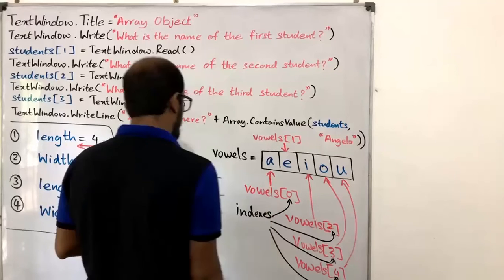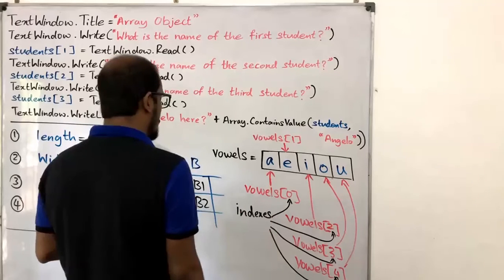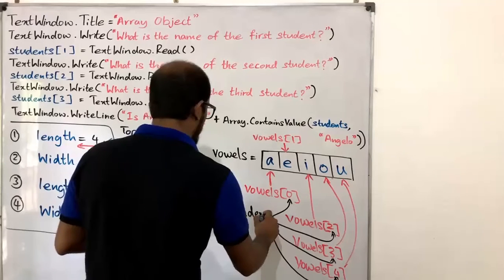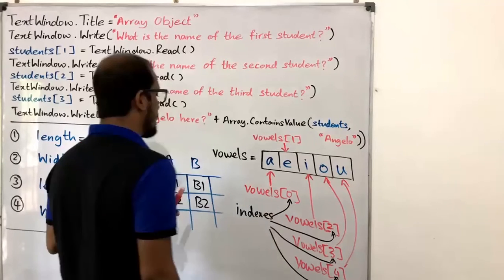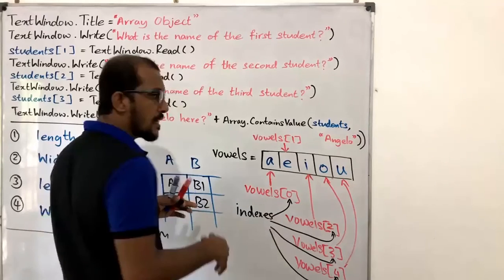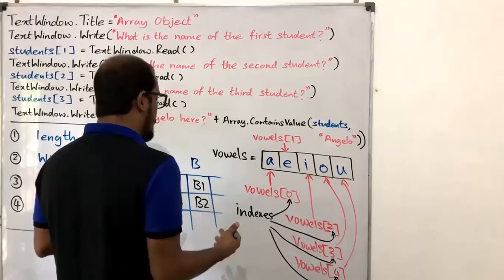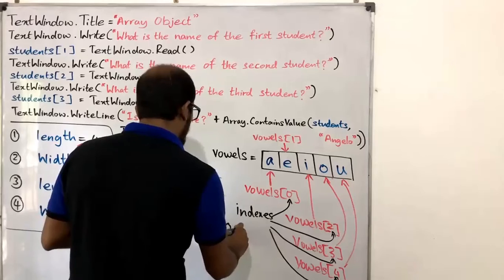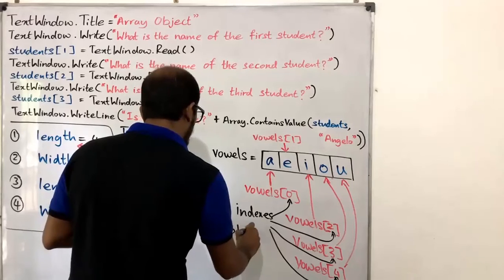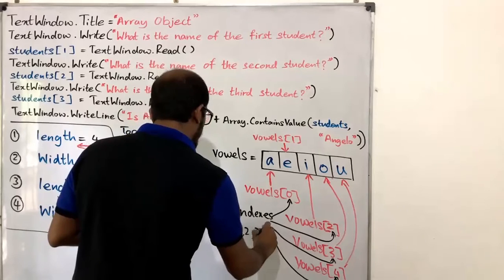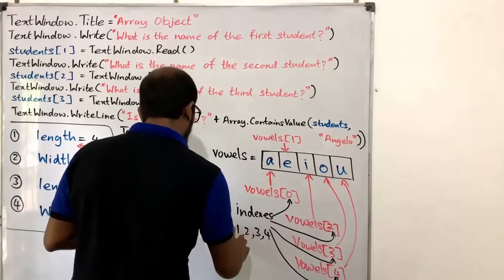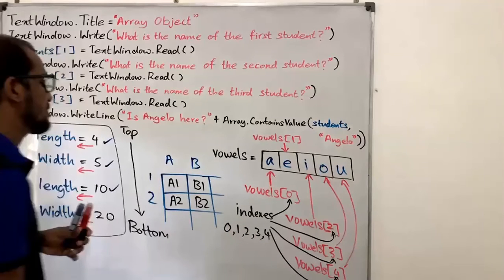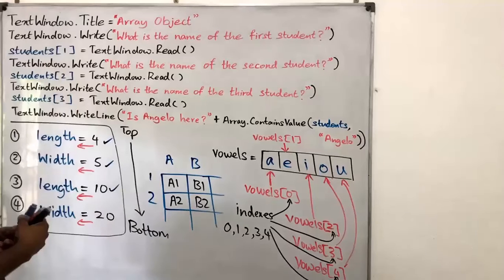Or simply we can say indexes. For any array, indexes start from 0 and then increase one by one. Likewise, 0, 1, 2, 3.